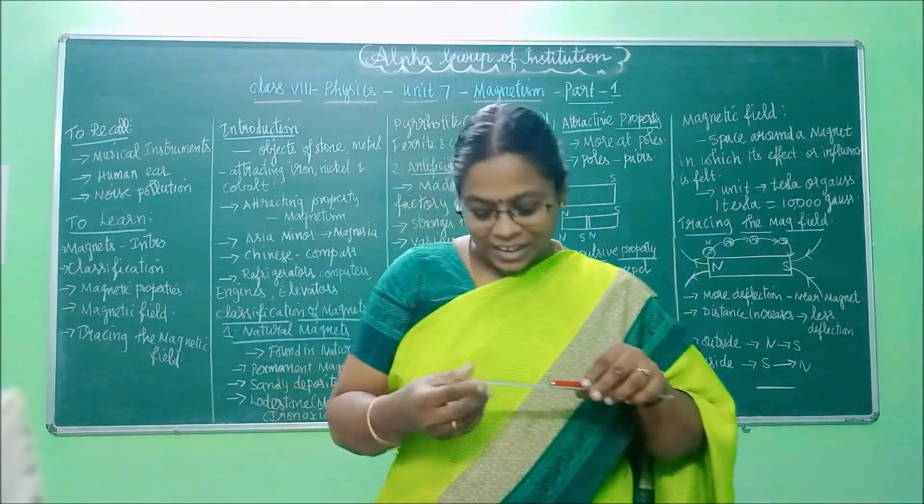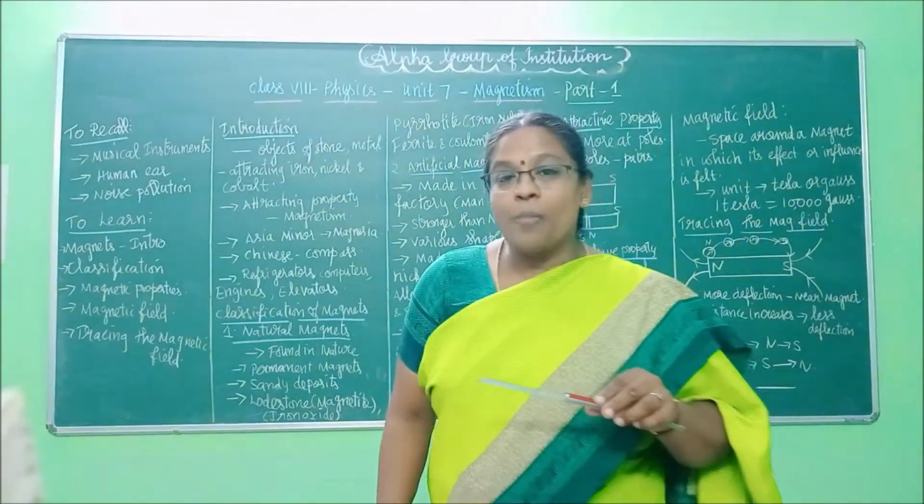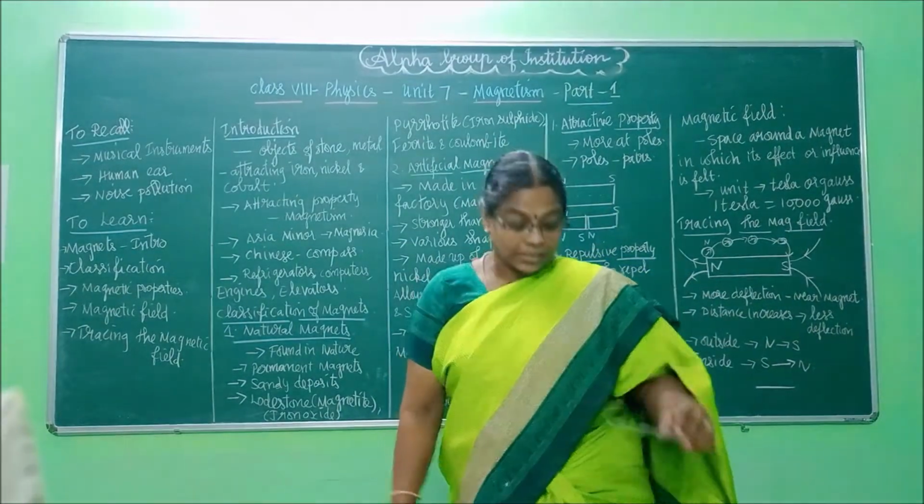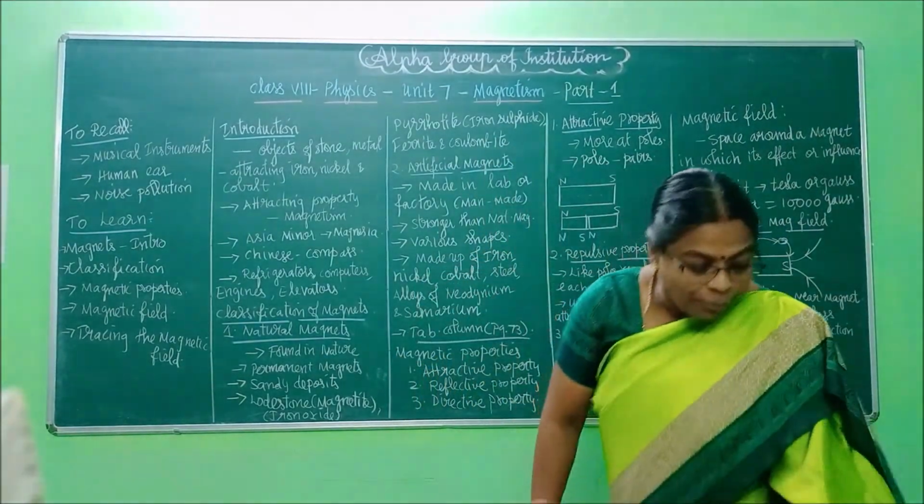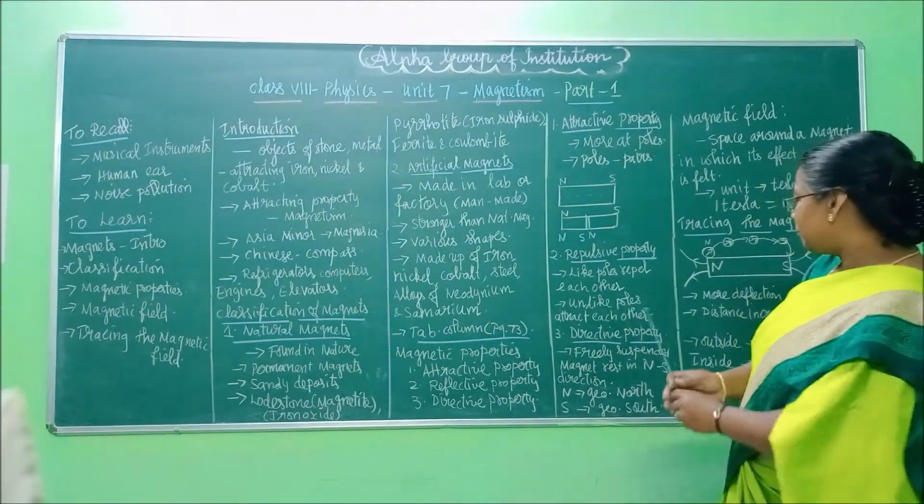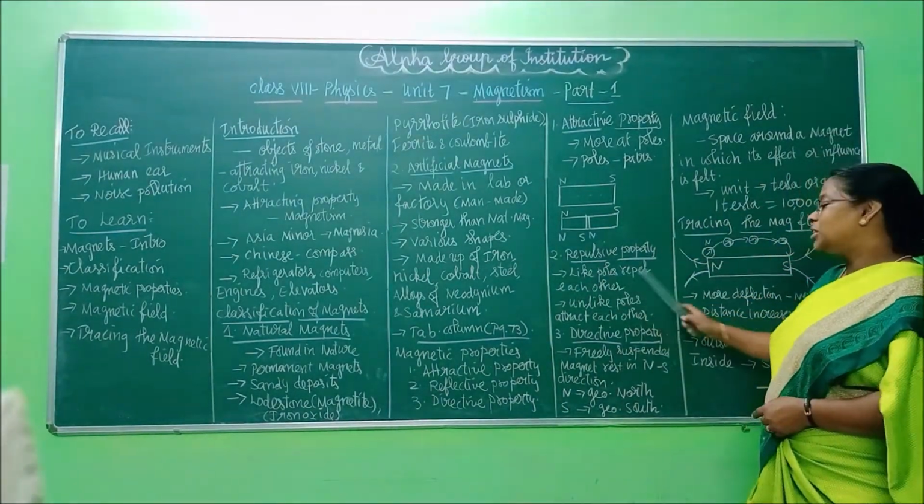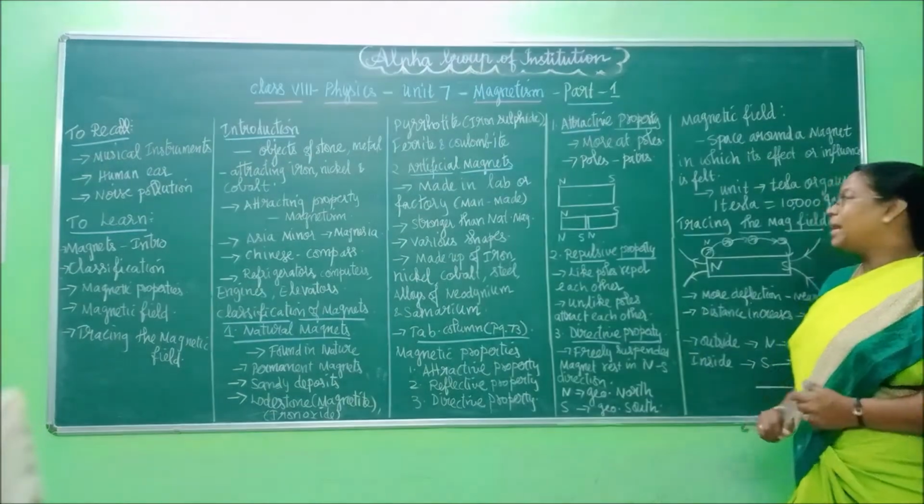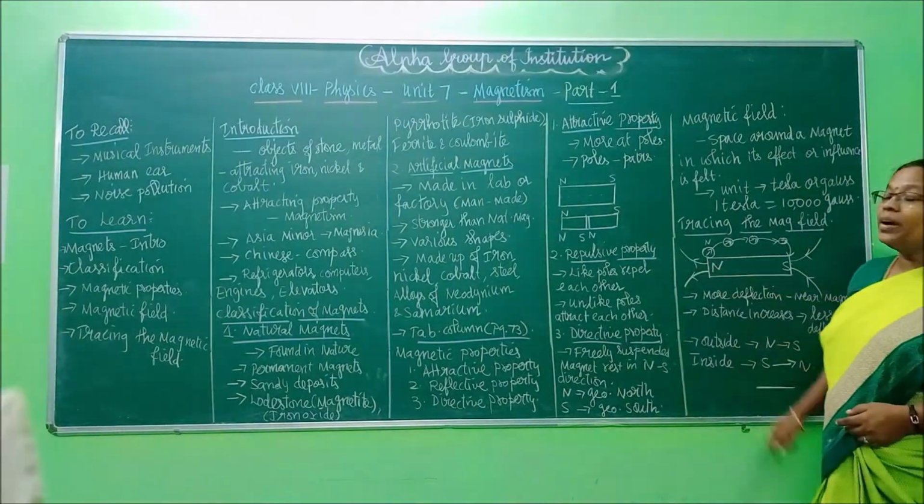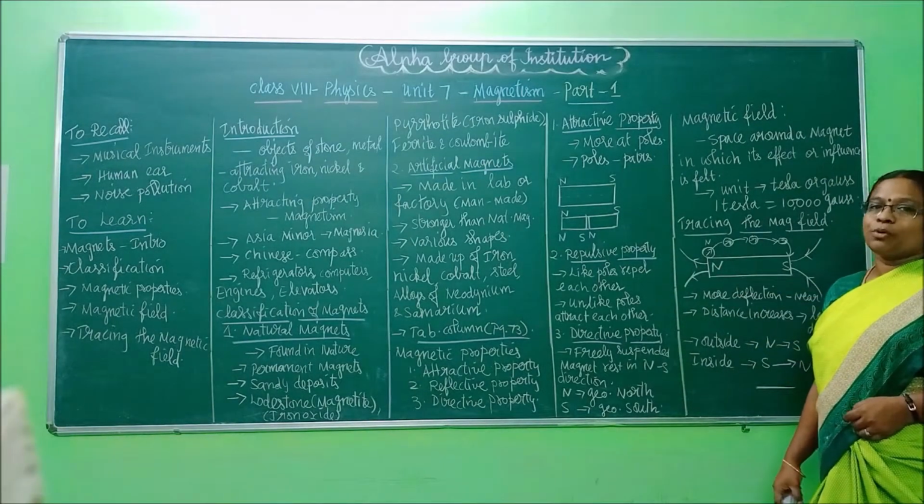So it had fallen down. So if the magnets... sorry, like poles repel each other. So like poles repel each other and unlike poles attract each other. So what is this property called? The repulsive property.